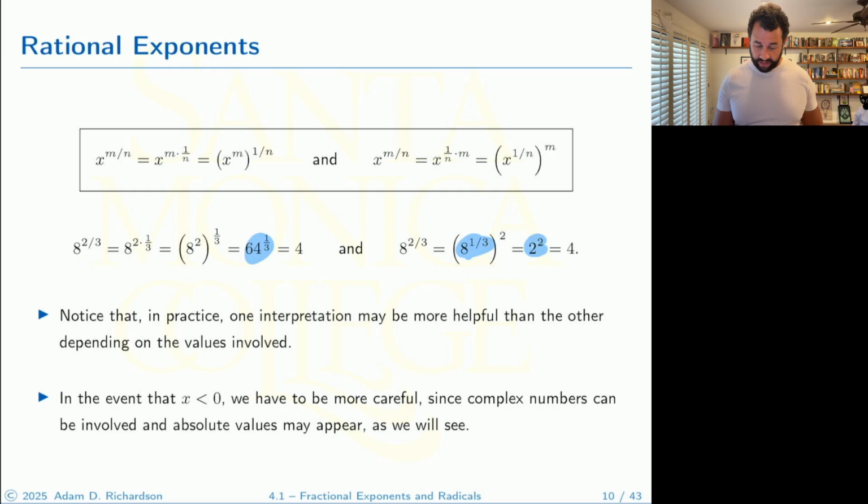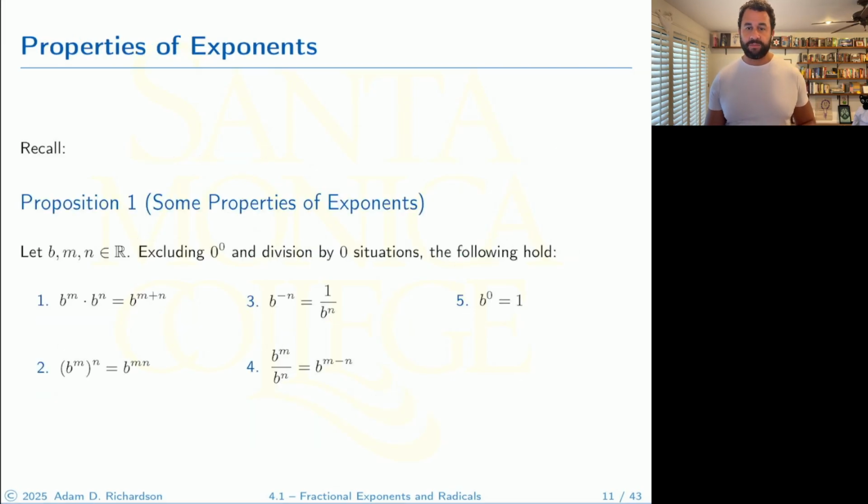Okay. Now, in the event that x is a negative number, we've got to be more careful, because if x is a negative number and we're raising it to powers, complex numbers can start to arise. Absolute values may have to appear, and we're going to see that in just a minute here. All right, so recall these properties of exponents.